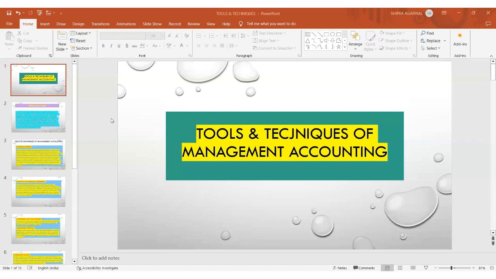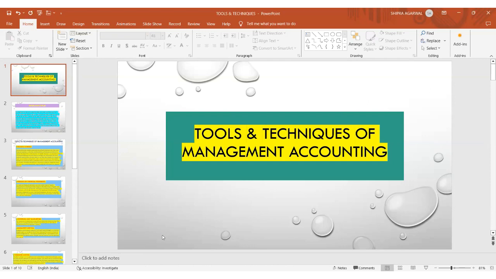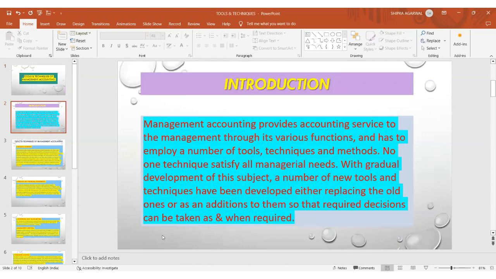So today we'll be starting with the tools and techniques of management accounting. See, whenever we are talking about management accounting, as we discussed in the last class, it's not going to provide you any straightforward solutions, right? So for that matter, we need certain tools, or you can say certain techniques, with the help of which we'll be able to further solve our problem, analyze, and take certain decisions.